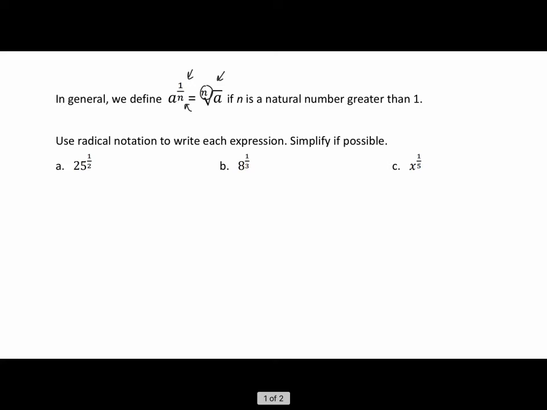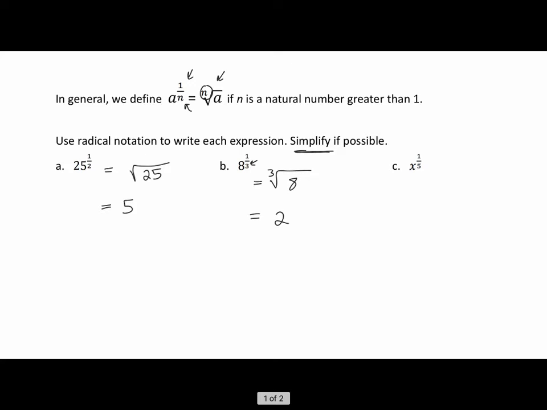For a, 25 to the 1/2, we have the radical, the radicand, and the index is 2, so I don't need to write it. It's understood. And simplify if possible, so the square root of 25, that's 5 times 5, so the square root is 5. For b, 8 to the 1/3, so a radical with 8 as the radicand, and the index is the denominator, 3. So the cube root of 8, we found that before, to be 2.